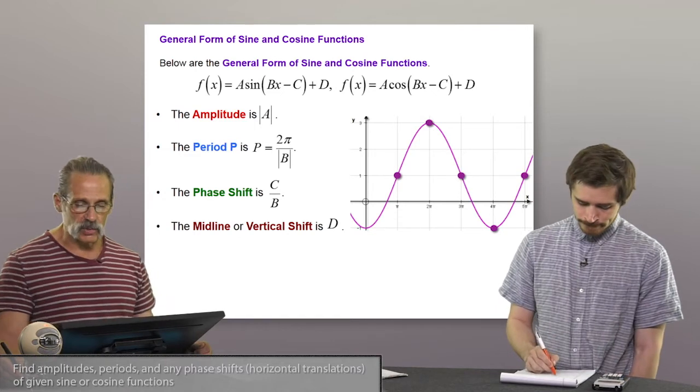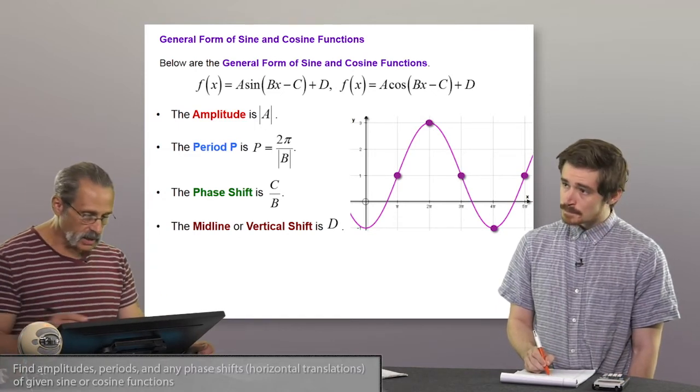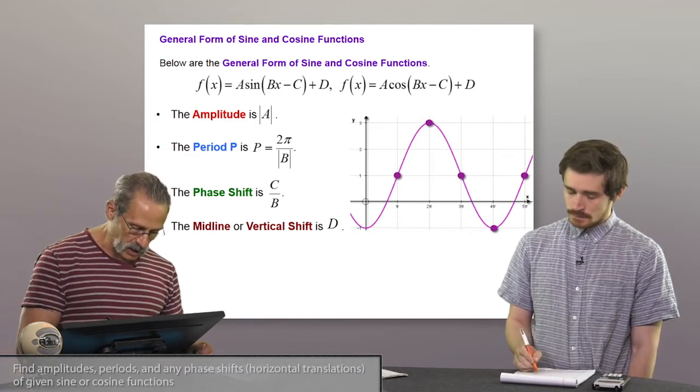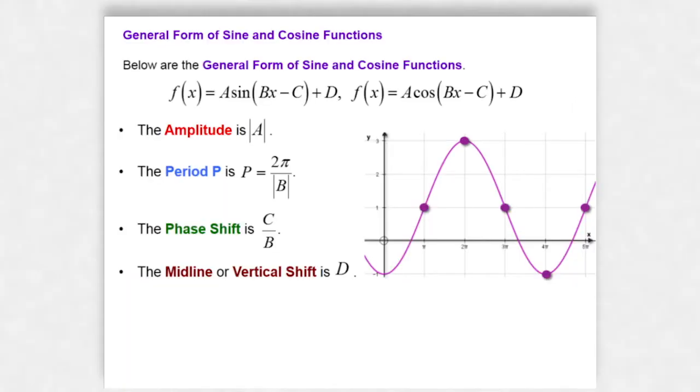First we have to decide, do we have a sine or cosine function? And we have some points here to help guide us. If I just use the points as my guide, I'm going to choose to write this in terms of a sine function. And I could equally choose to write it in terms of cosine as well.